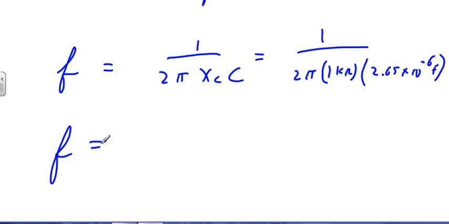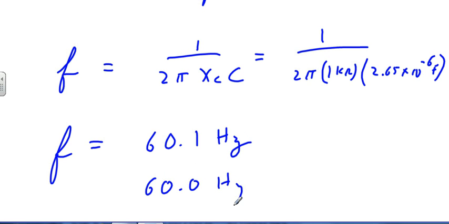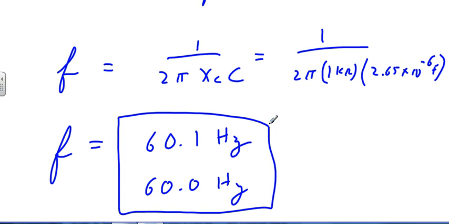1 divided by, parentheses, 2 times pi times 1,000 times 2.65 double E minus 6, close parentheses, and if I did it right, I'm going to have 60 hertz. And so I'm going to round it. Am I going to round it to 60.1 hertz? I might round it to 60.1 hertz, or I might keep it at 60.0 hertz. Either one of those would be perfectly okay.